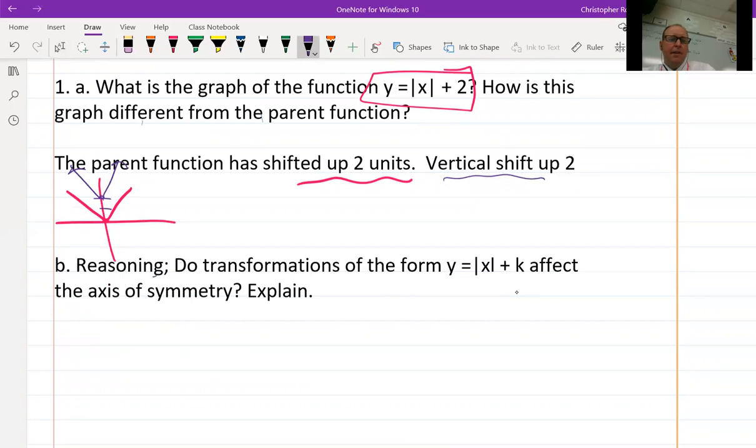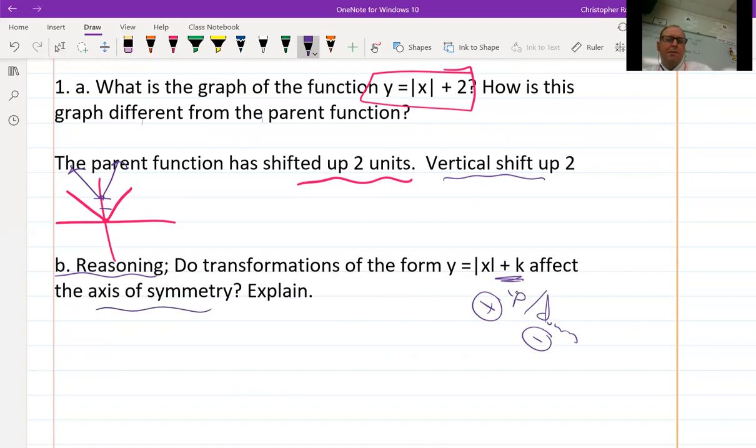So now that we know that, what can we say? Transformations of any kind. So if I change the value of k, what's that do? This is going to move it up or down. Up if it's positive, down if it's negative.